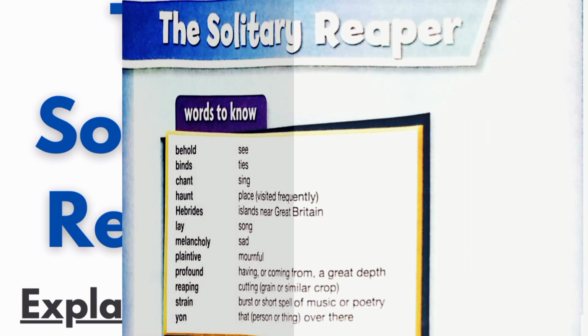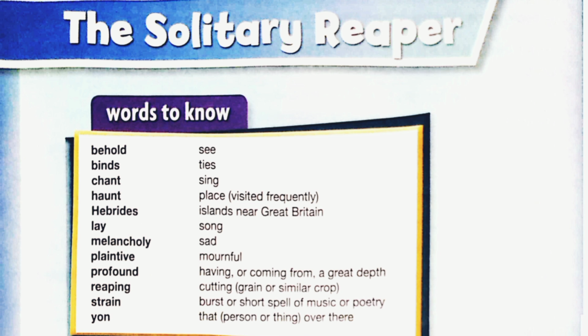So now we will start with words to know, meaning we will see some difficult words and we will explain them first before moving forward to our poem, because understanding the meaning of difficult words will help us to understand the poem well. Our first word is behold. Behold basically means to see something. Second word is bind. Bind basically means to tie something. Third word is chaunt. Chaunt basically means to sing. Fourth word is haunt. Haunt basically means a place visited more frequently. Whenever a person visits that place more frequently, we say haunt.